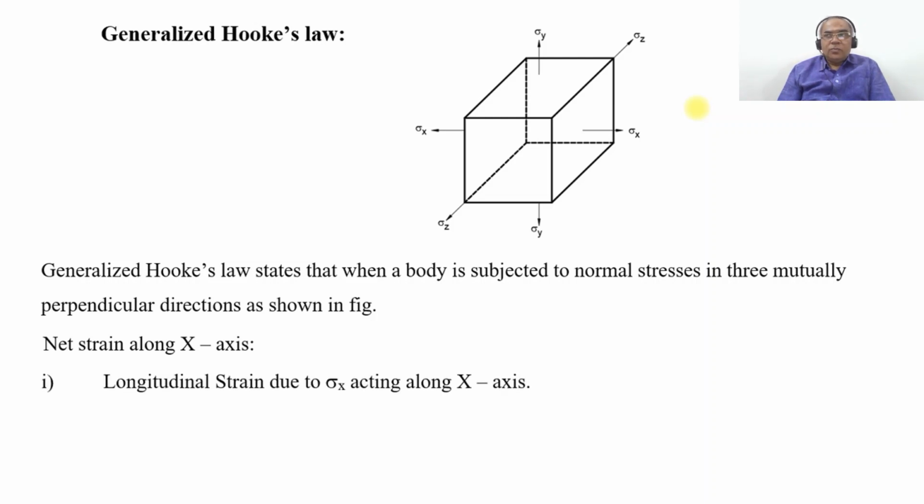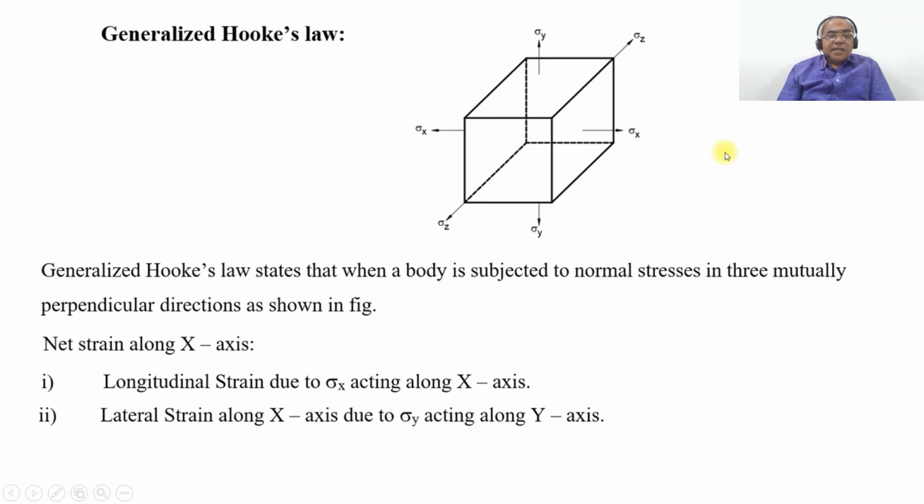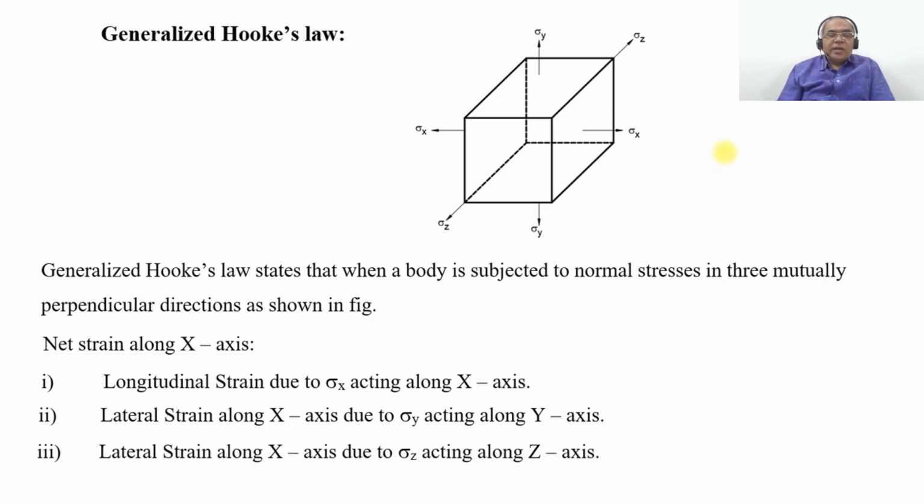will be equal to the longitudinal strain due to sigma x acting along the x direction. So that means the net strain along the x axis is the longitudinal strain along the direction of x, plus the lateral strain along the x axis due to sigma y along the y axis, plus the lateral strain along the x axis due to sigma z along the z axis. So we have the longitudinal strain along x, and the lateral strains due to the y and z axes.